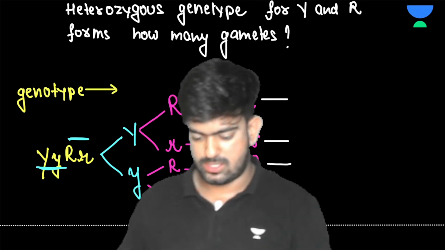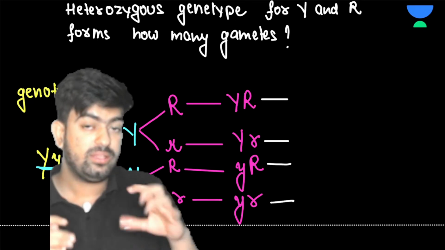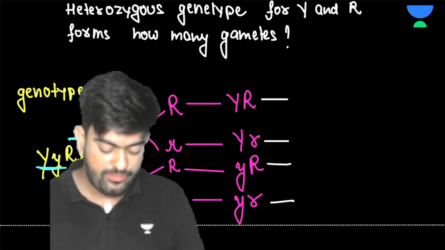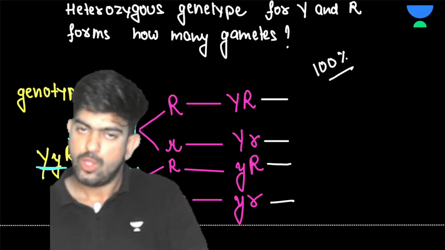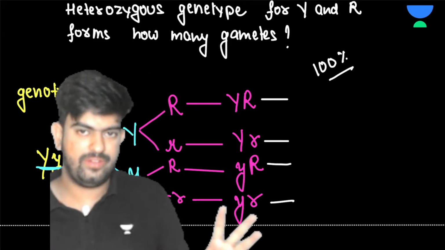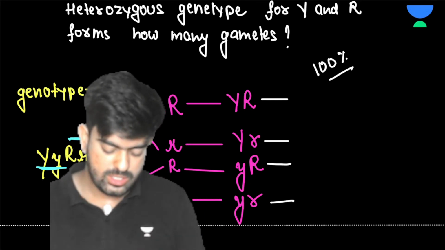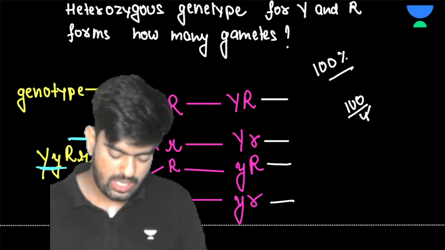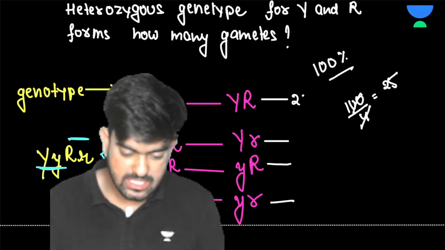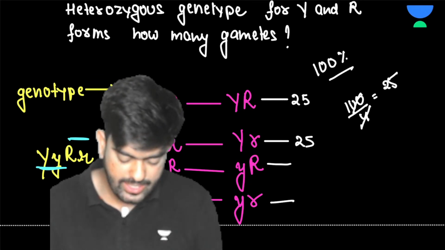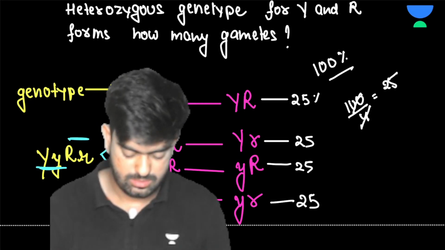Let's move on. In total, how many gametes do we have? Suppose all the gametes make up 100%. We have a total of 4 gametes, so just divide 100 by 4. It will be 25. So each gamete is contributing 25%. Yes or no?